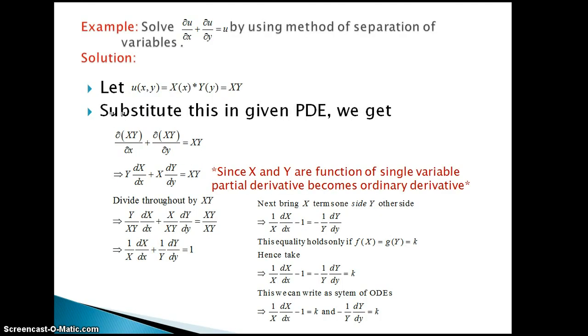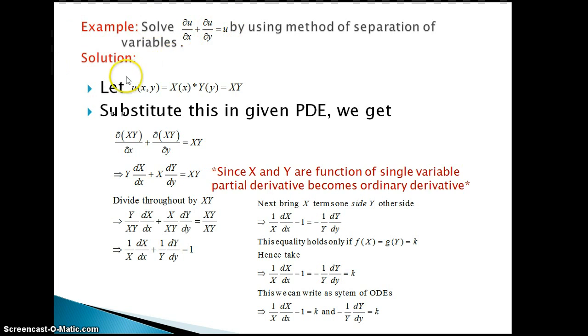Now let me demonstrate this with an example. Solve ∂u/∂x + ∂u/∂y = u using the method of separation of variables. Very important to note that no condition is given. Further, you observe that u is differentiated partially with respect to x in the first term, and u is differentiated partially with respect to y in the second term, and that is equal to u.